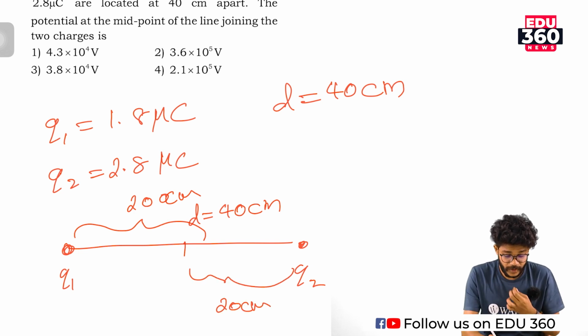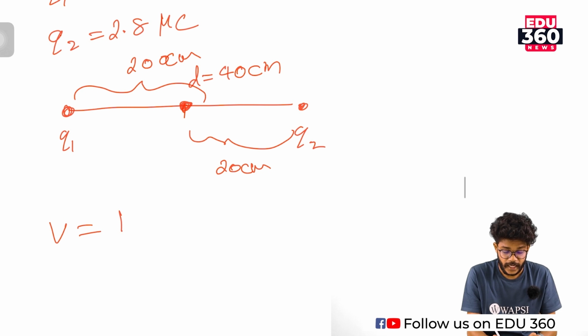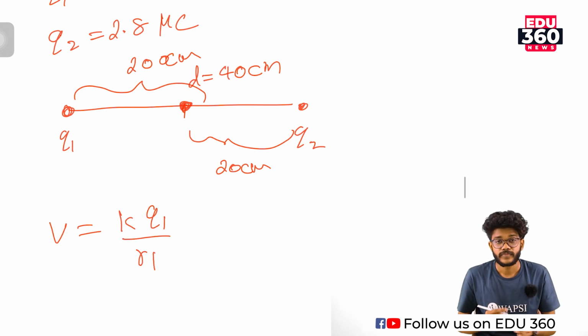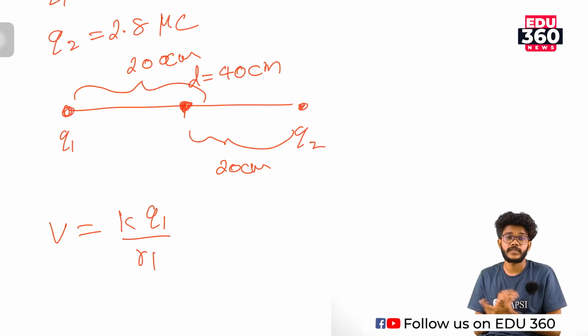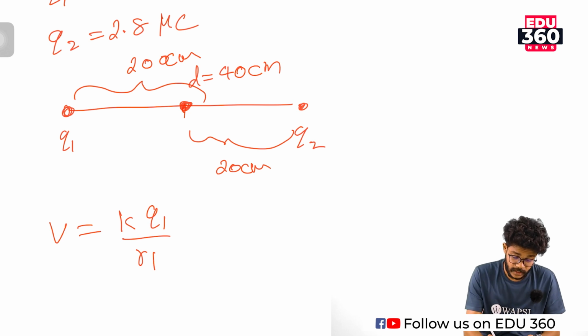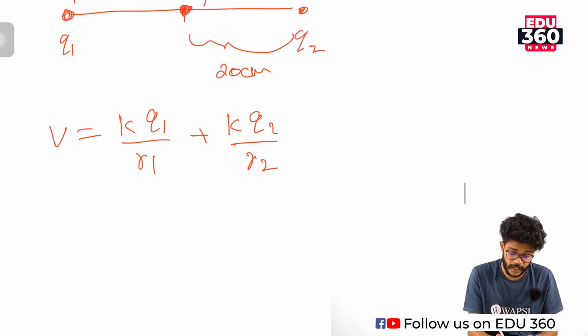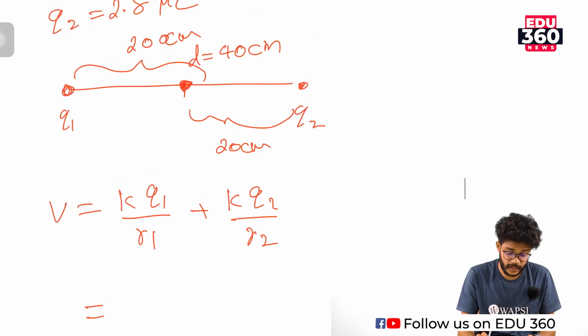Okay, so we want to calculate the potential at this point. So what's the equation for potential? V is equal to k q1 by r1. Potential is nothing but k q1 by r1. So for the first charge it is k q1 by r1, and for the second charge it is k q2 by r2.